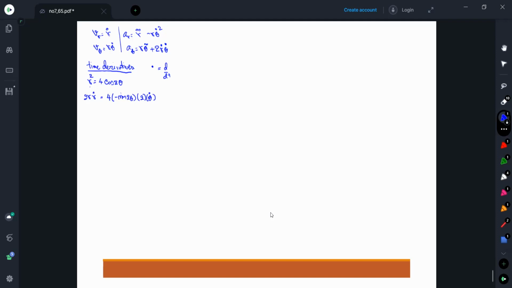According to this, we can derive r dot, which becomes minus 4 theta dot sine 2 theta divided by r. Yes, we have this term now. Keep it, and the unit of this is meters per second.